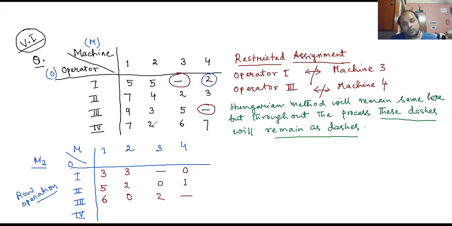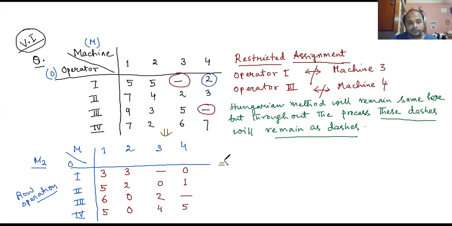Here similarly, 2 is the minimum element, so I'm going to subtract it. So we get 7 minus 2, that is 5. 2 minus 2, that is 0. 6 minus 2, that is 4. 7 minus 2, that is 5. So you see, after performing the row operation, dashes have not changed. Dash is the restriction. The door is closed. We cannot do anything to it.